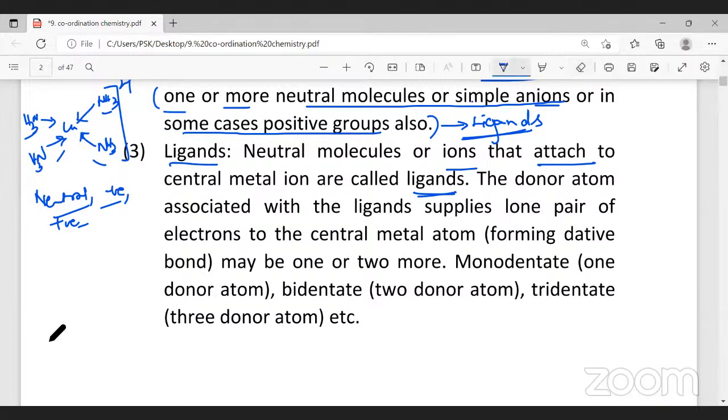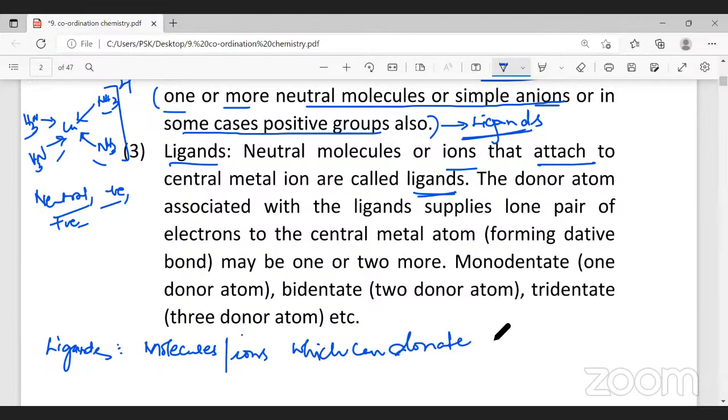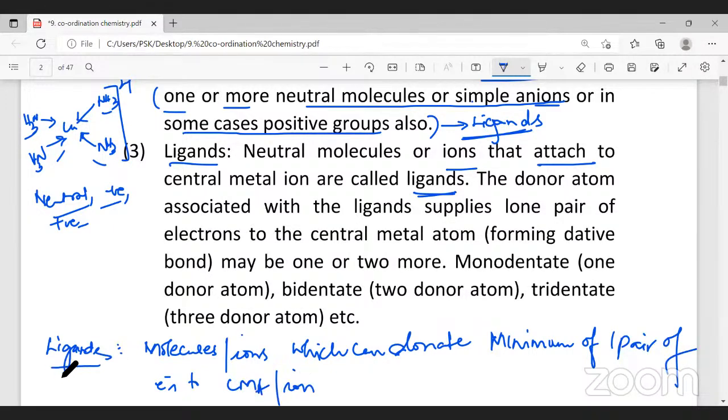Now, what is a ligand? In simple words, we can define ligands as molecules, neutral or ions, which can be positive or negative, that can donate a minimum of one pair of electrons to the central metal atom or central metal ion. That is called a ligand.